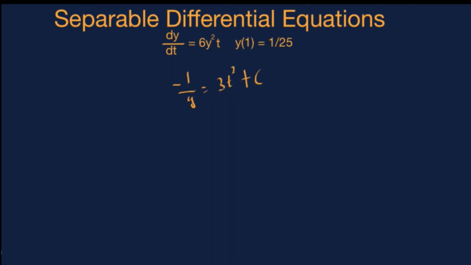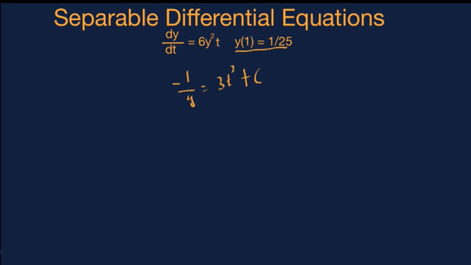So now that we have our implicit solution, we can either solve for y and get an explicit general solution, or we can plug in the value of our initial condition to solve for the unknown constant. And we can do that at this point, so let's go ahead and do that. So negative 1 over 1/25 is the same thing as negative 25 is equal to 3 times 1 squared, which is just 3, plus c. So when we subtract 3 from both sides, we get c is equal to negative 28.